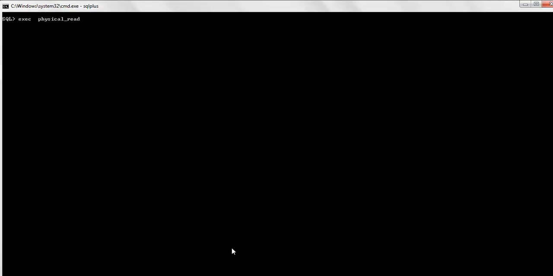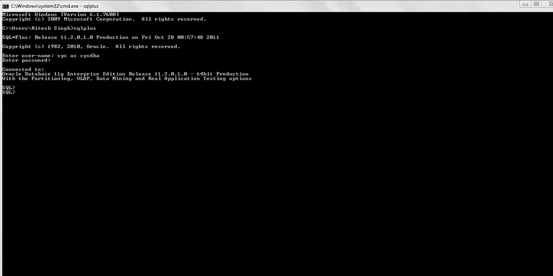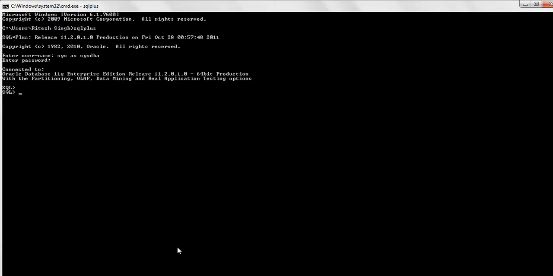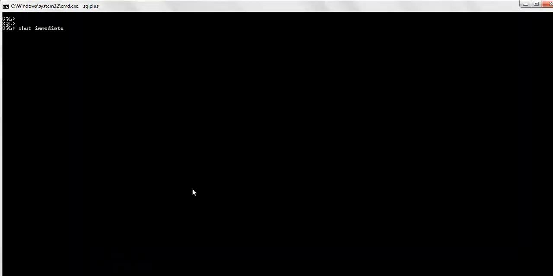Now what I would do is, instead of running the procedure now, I would take a shutdown and startup of the database to have a fresh measurement. Although it's not mandatory, since I'm demonstrating it from the beginning, I would take a shutdown and startup of the database.